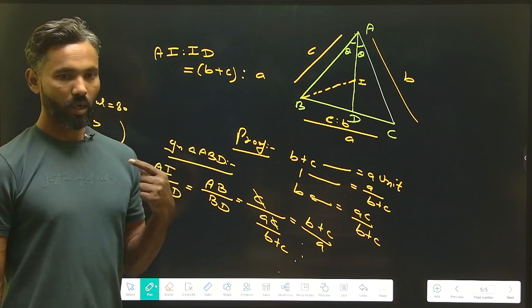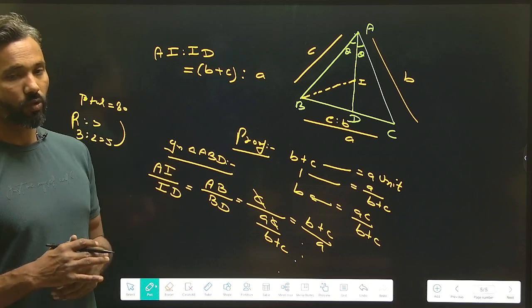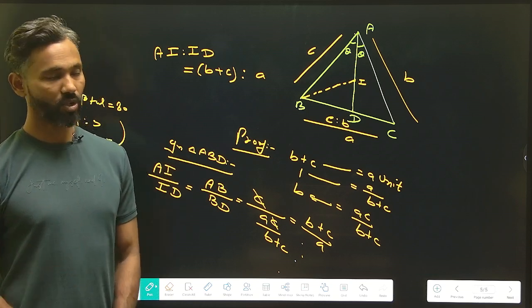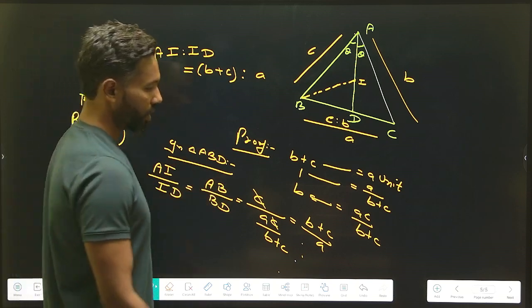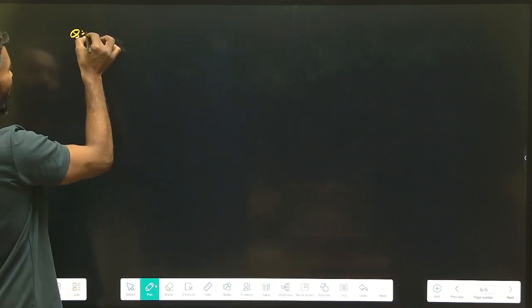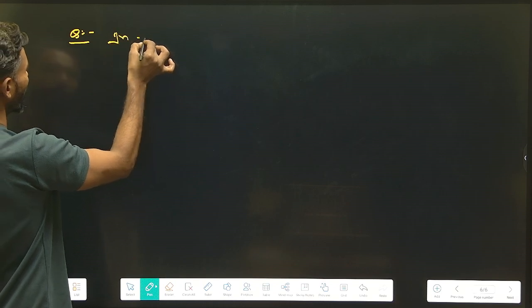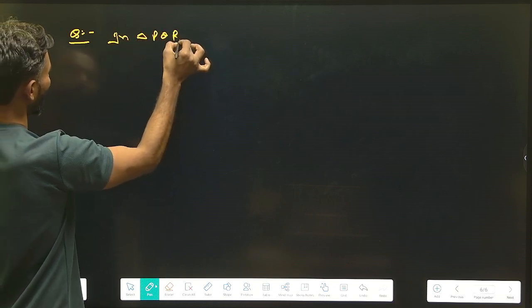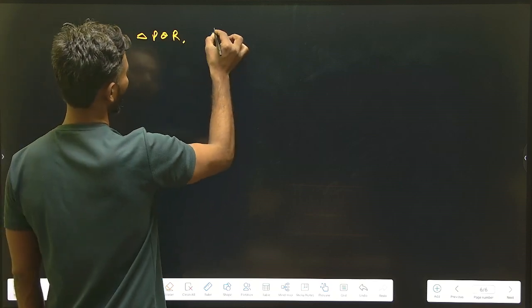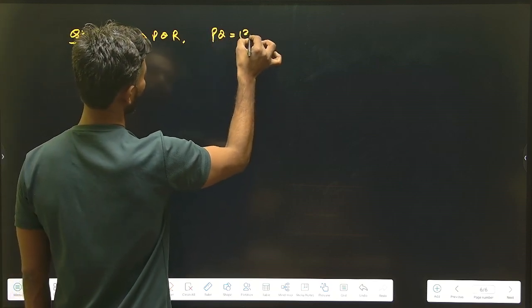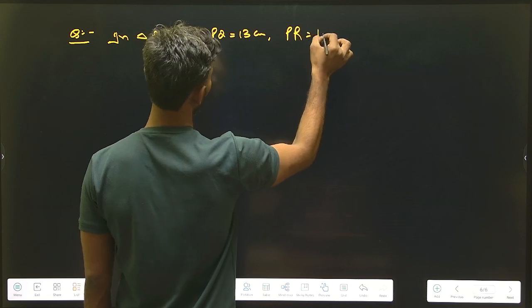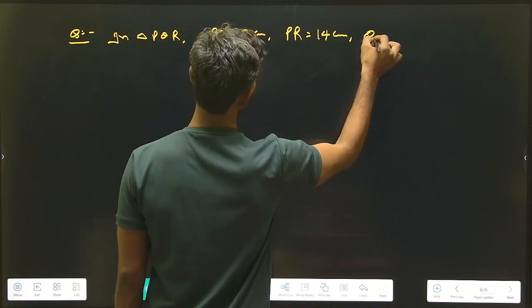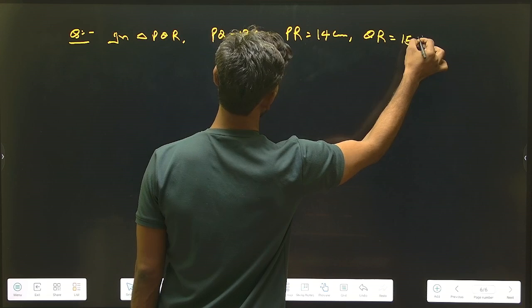Now I'm going to provide you a question which was asked in previous year examinations, just for a better understanding of this concept. So the question says that in triangle PQR, PQ is equal to 13 centimeter, PR equal to 14 centimeter, and QR equal to 15 centimeter. Understand that?